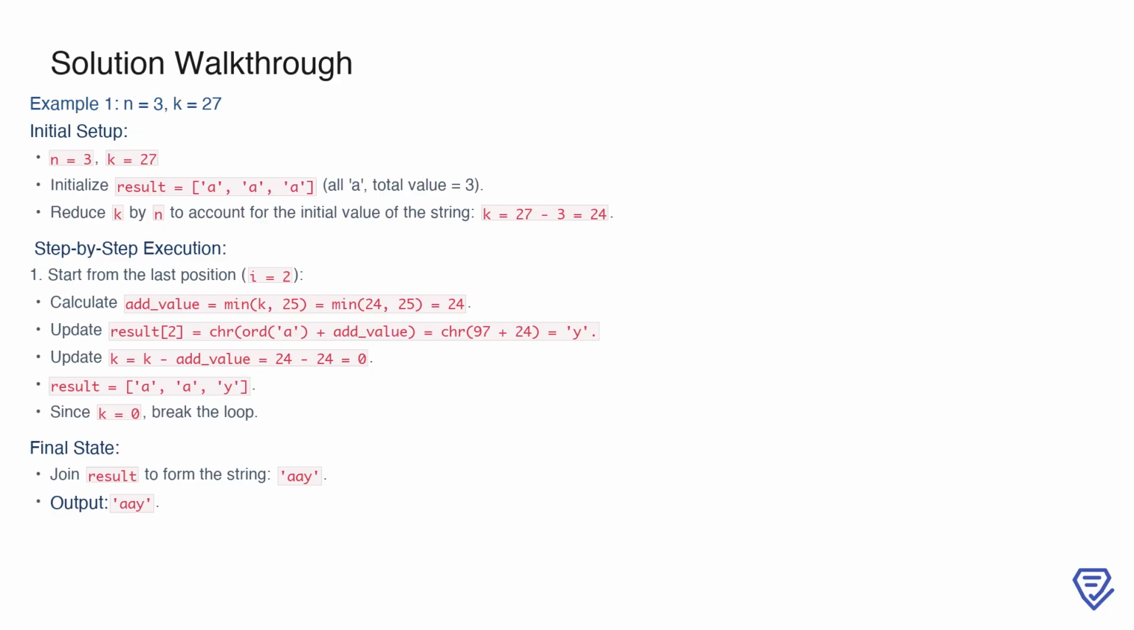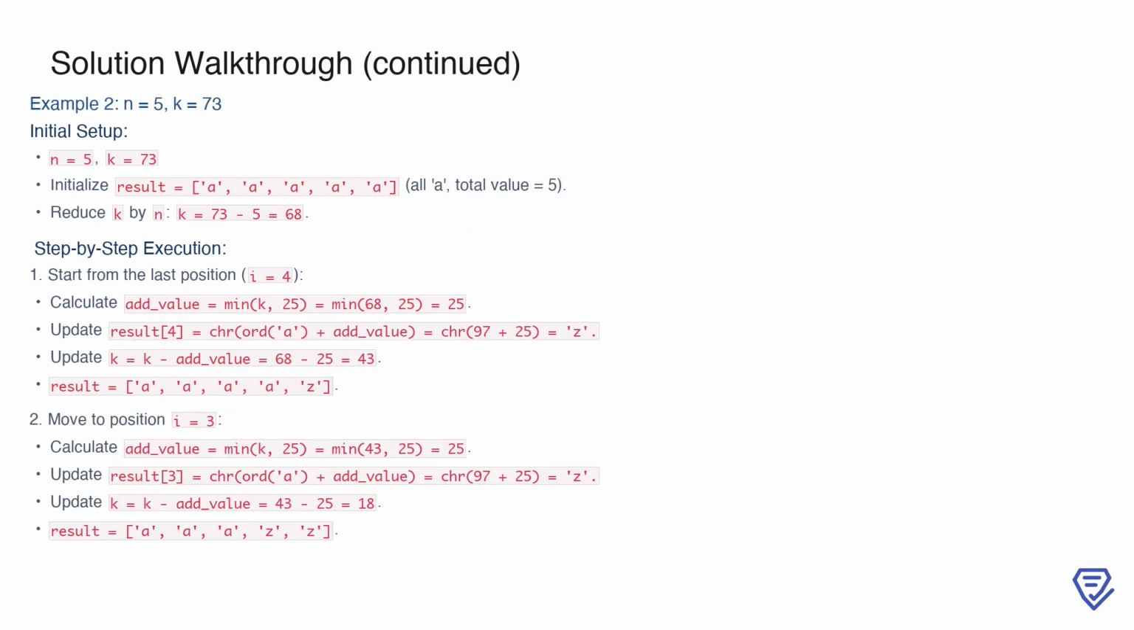This value is the minimum of k and 25, which in this case is 24. We then update the character at this position to y, as y corresponds to an additional value of 24. After updating the string, we subtract this value from k, leaving k equal to 0. At this point, the loop terminates since there's no remaining value to distribute. The final string is AAE, and that becomes our output for this example.